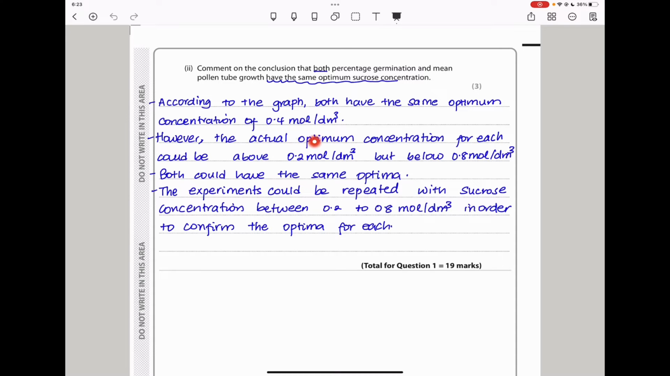However, the actual optimum concentration for each could be above 0.2 mole per decimeter cubed, but below 0.8 mole per decimeter cubed. Both could have the same optima, meaning the same optimum. So the experiments could be repeated with sucrose concentrations between 0.2 and 0.8 mole per decimeter cubed in order to confirm the optima for each.